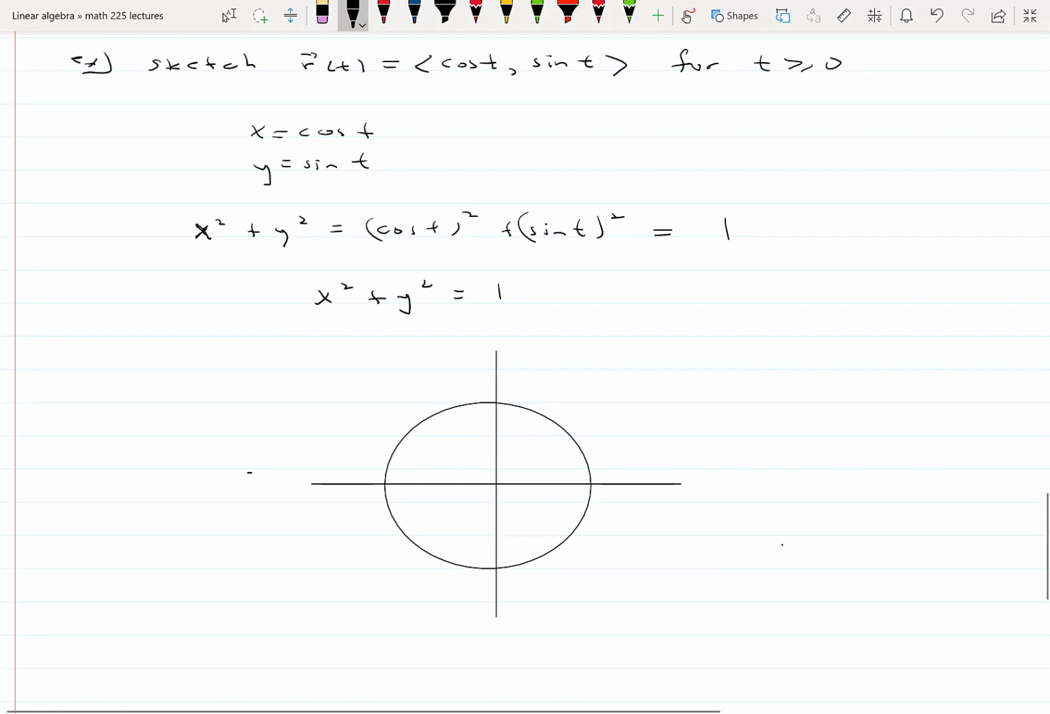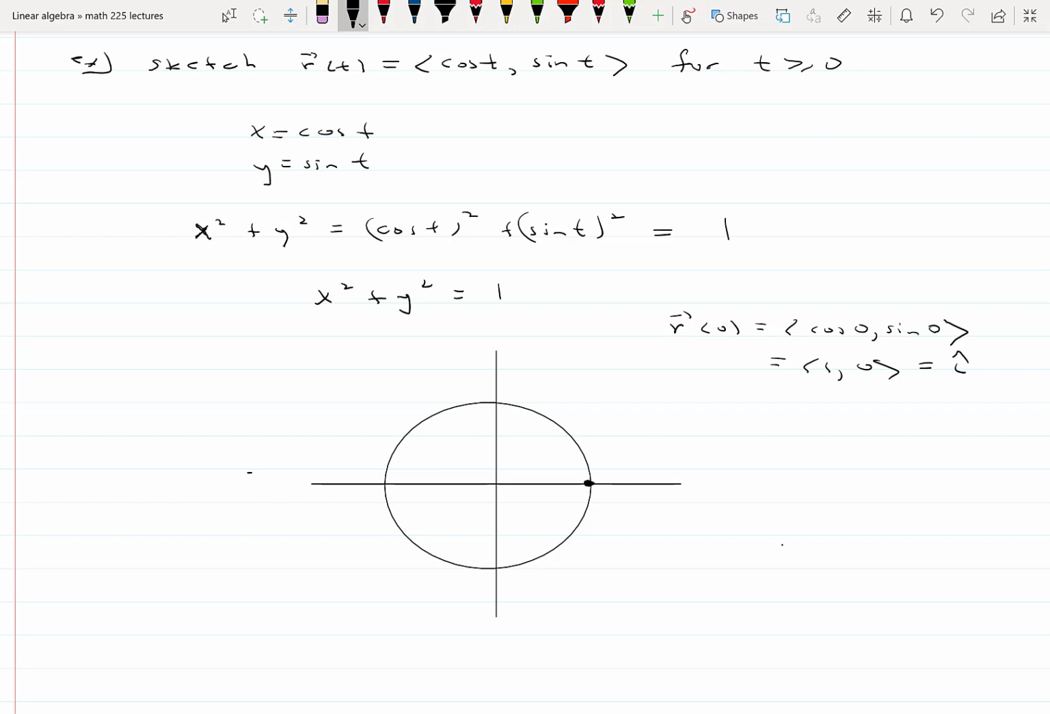Where does this curve start? Okay, well, what's r of 0? R of 0 is the vector whose components are cosine of 0 and sine of 0. Cosine of 0 is 1, sine of 0 is 0. So this vector function starts at the point (1, 0). R of 0 is that's i, the standard basis vector i. So this particle starts at the point (1, 0) and then moves along the curve.